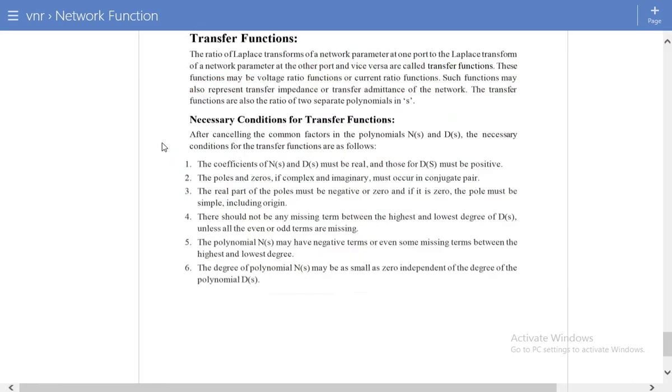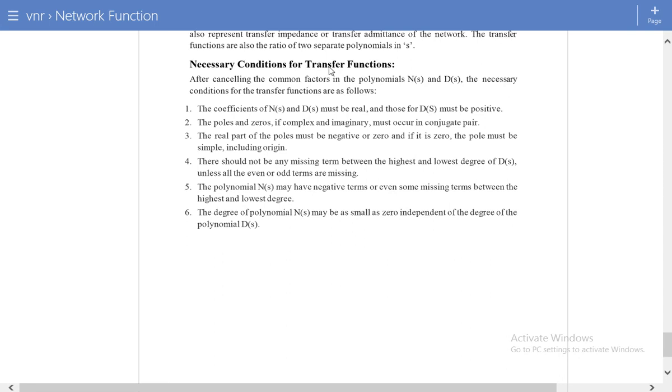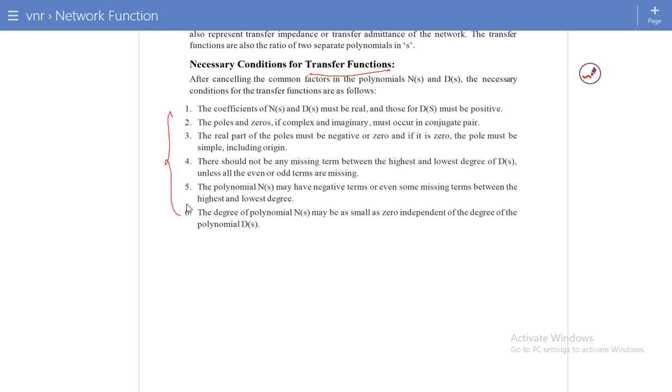Okay, right. In the same way, we have some conditions for the transfer function also. What is a transfer function? If you find the Laplace transform of response to source, when the response and source are calculated at different ports, then we call it a transfer function. These 6 conditions have to be satisfied by a proper transfer function. Right, the poles we have seen in the stability concept only.